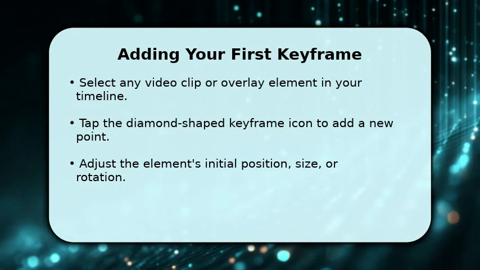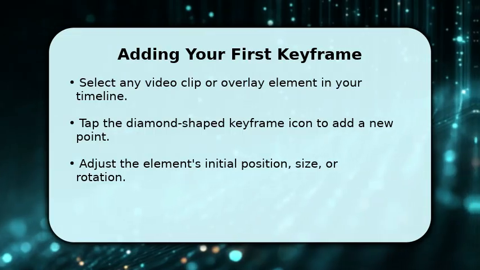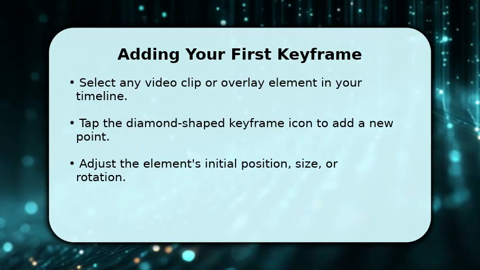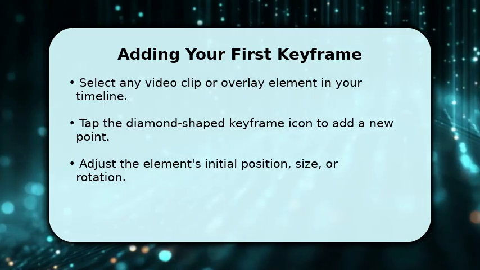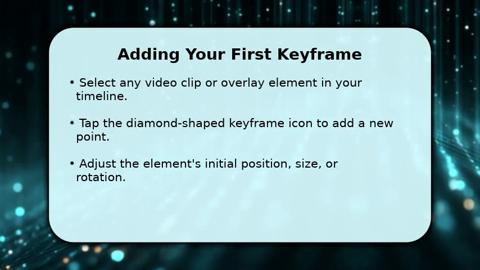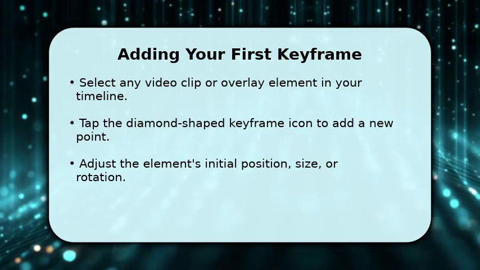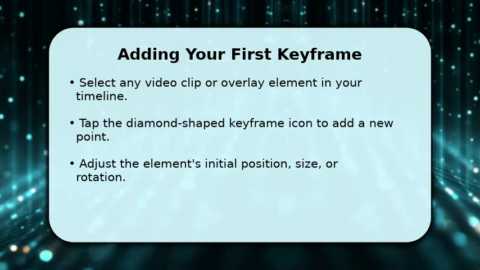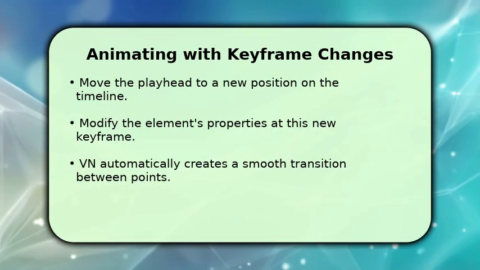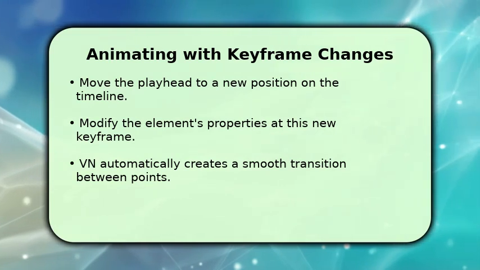Adding your first keyframe in VN is straightforward. Begin by selecting the video clip or overlay element you wish to animate directly on your timeline. Once selected, you will see a small diamond-shaped icon, which is your keyframe button. Tap this icon to place your initial keyframe. At this point, you can adjust the element's starting properties, such as its position on the screen, its overall size, or its rotation angle. To create animation, simply move your playhead to a different point in time on your timeline.